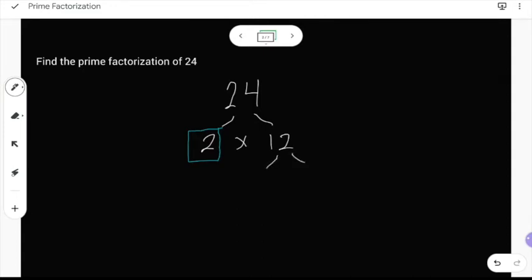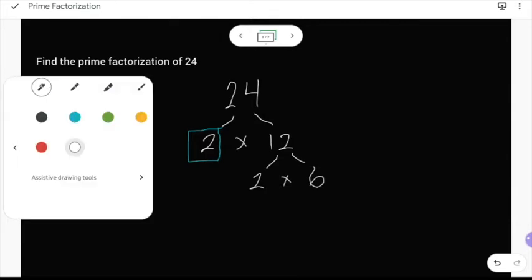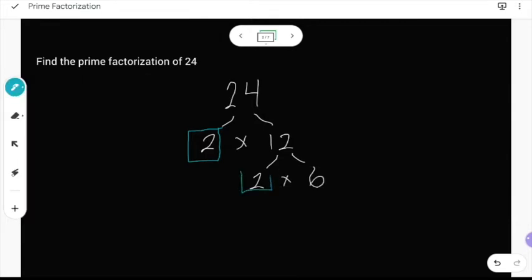I could split 12 into 2 times 6. And when I look at that, now 2 is another prime factor, so I'm going to put a box around it. Looking at 6, 6 is still composite, meaning I can still multiply 2 things to give me 6. So I'm going to break down 6 even further and write it as 2 times 3. Well, 2 is prime, so I'm going to put my box around that one, and 3, its only factors are 1 and 3, so it is also prime.